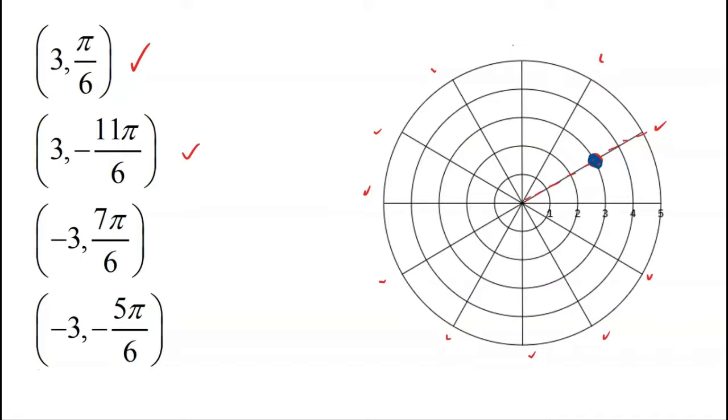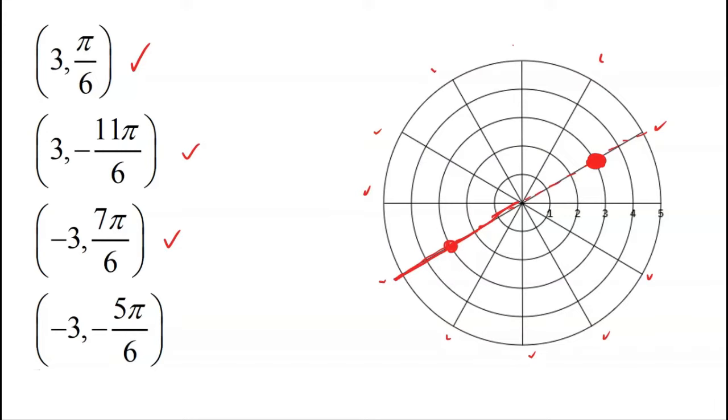Okay, I got another coordinate that could do that as well: negative 3, 7 pi over 6. Okay, where's 7 pi over 6? Well, that is right here. Here's the terminal side for 7 pi over 6, measured at a positive angle from the initial side. But because my r value is negative 3, instead of being right here at positive 3, it gets reflected back to right here, again, where my original point was.